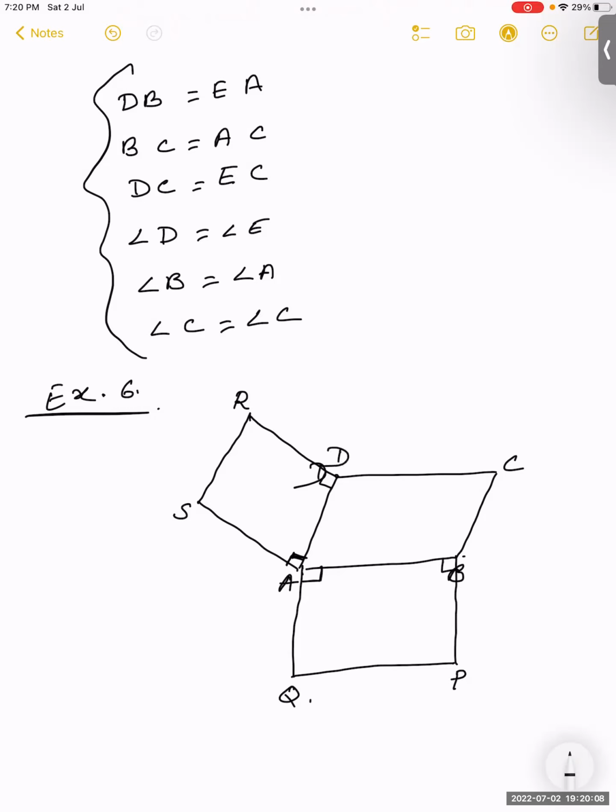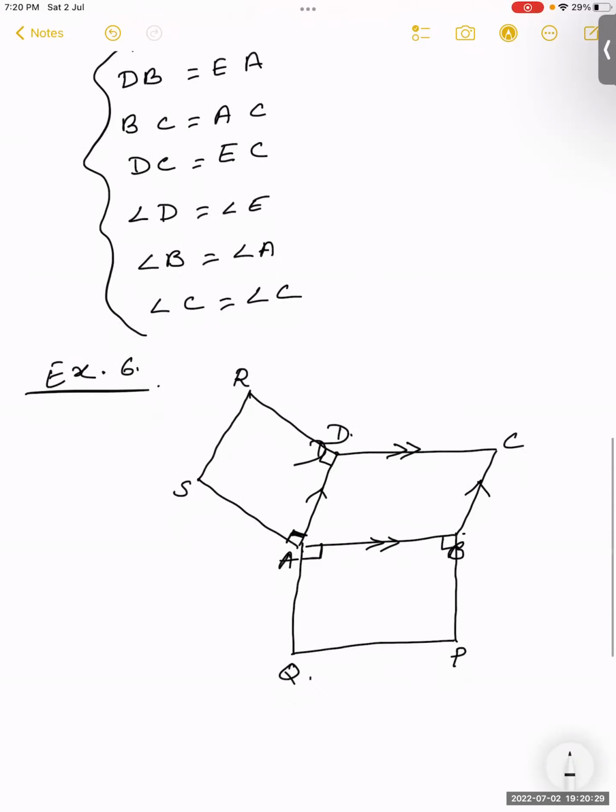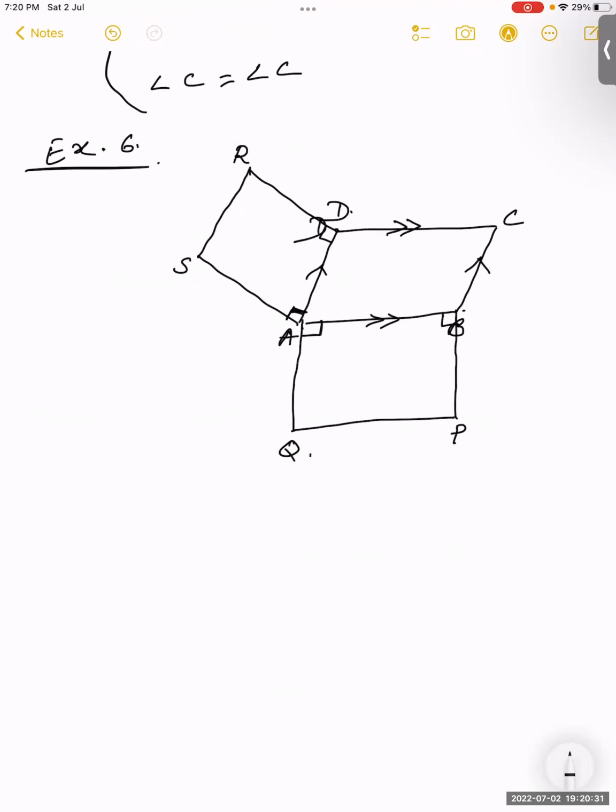Parallelogram means opposite sides are parallel, right? So this is a parallelogram, these two sides are parallel. This is all the information they have given. Now what is it that you have to prove? First, draw the figure correctly. Then we will think of what needs to be proven.